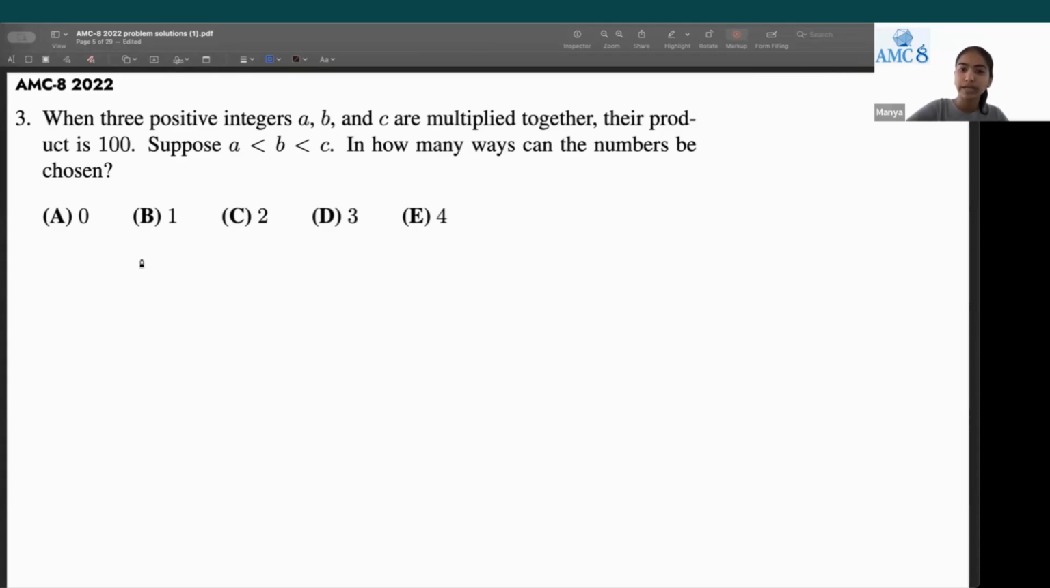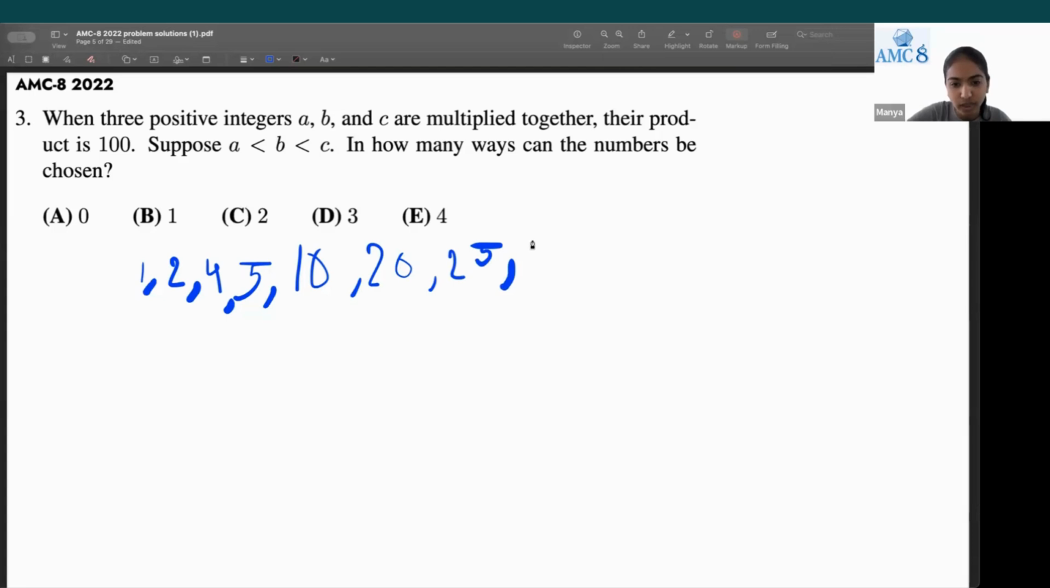So suppose that 1 times 100. If you multiply 1 times 100, then that should be equal to 100. So 1 times 100, 2 times 50, 4, 5, 10, 20, 25, 50, and 100. Well, how many factors are there? This is 100, so there's going to be 1, 2, 3, 4, 5, 6, 7, 8, 9. We have 9 factors.